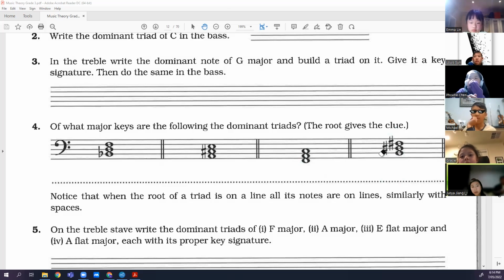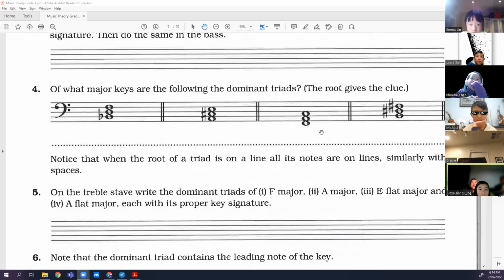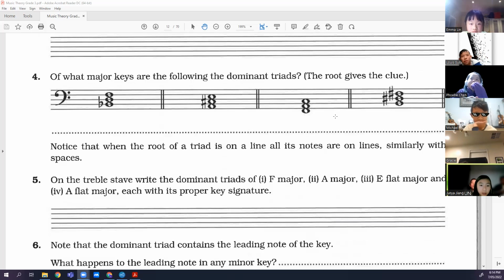Think of the key signature. Think of what key signature has D sharp and F sharp. E major. Not B major, sorry, E major. It's E major. Figure it out for yourself; I can't really be bothered explaining.